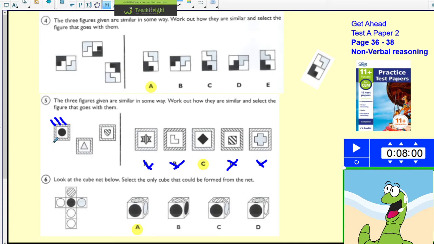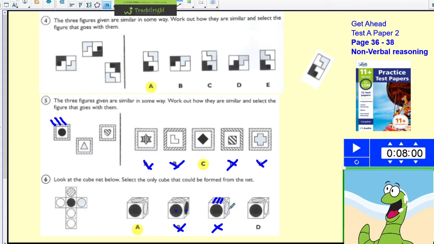Right, not too bad. Right, number 6. Look at the cube net below. Select the only one that could match. So again, let's go through and eliminate B. Can't be because of an alien shape, because we've got 2 black circles. Same with C, the rotation of this circle has changed. We're now pointing towards the black, and it was not. So C's got an alien shape.